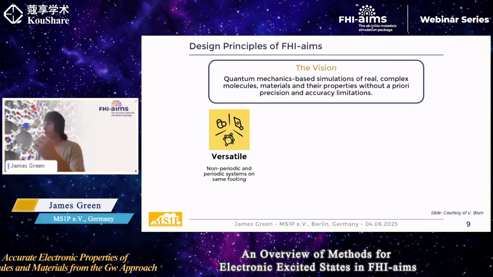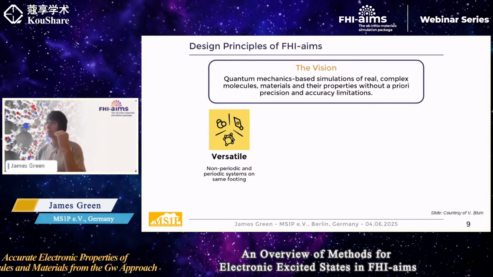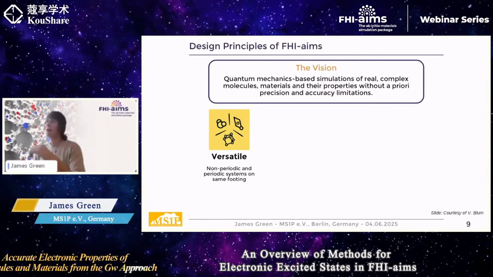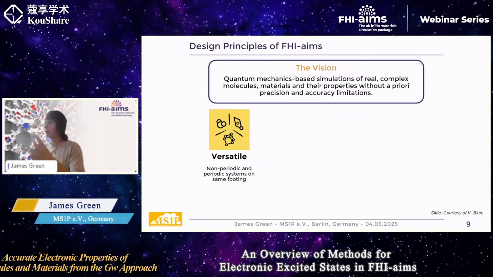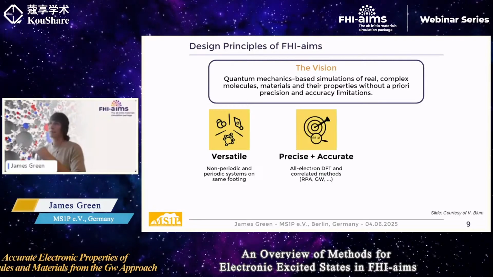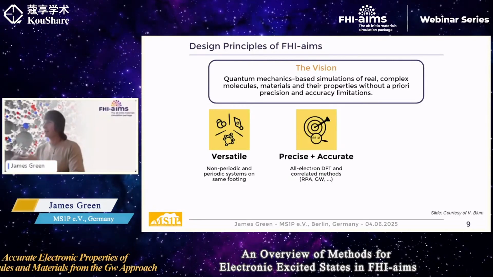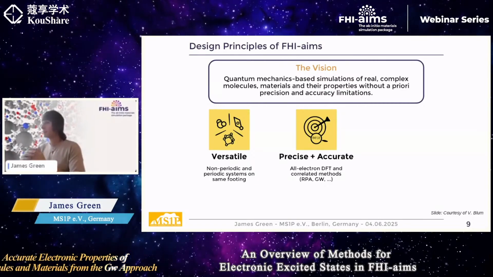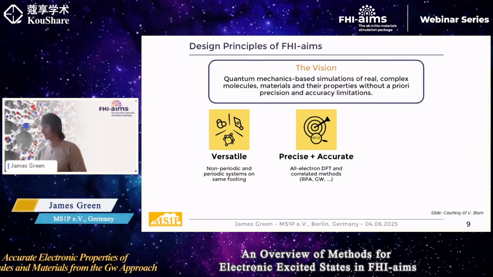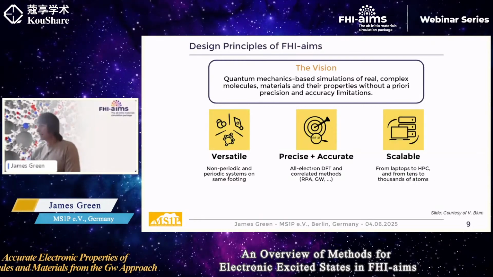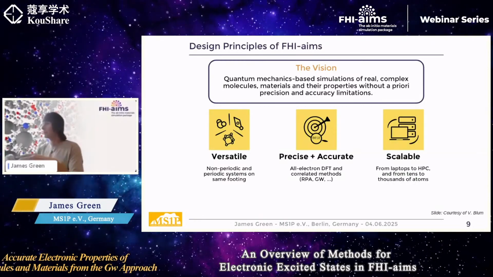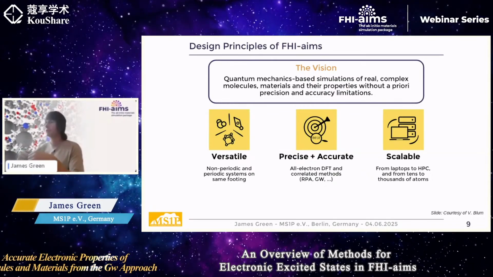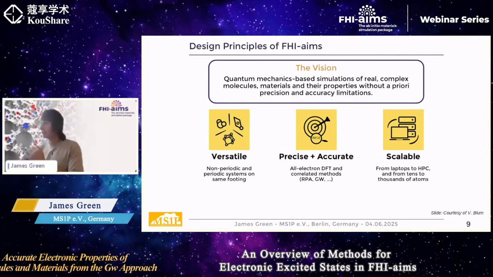So the code should be versatile, so capable of simulating both non-periodic or molecular systems on the same footing as periodic or material systems. It should also be precise and accurate, both for all-electron density functional theory and correlated methods beyond DFT as well. And finally, it should be scalable from laptops to large HPCs with thousands of compute nodes or thousands of CPUs, and from tens to thousands of atoms.